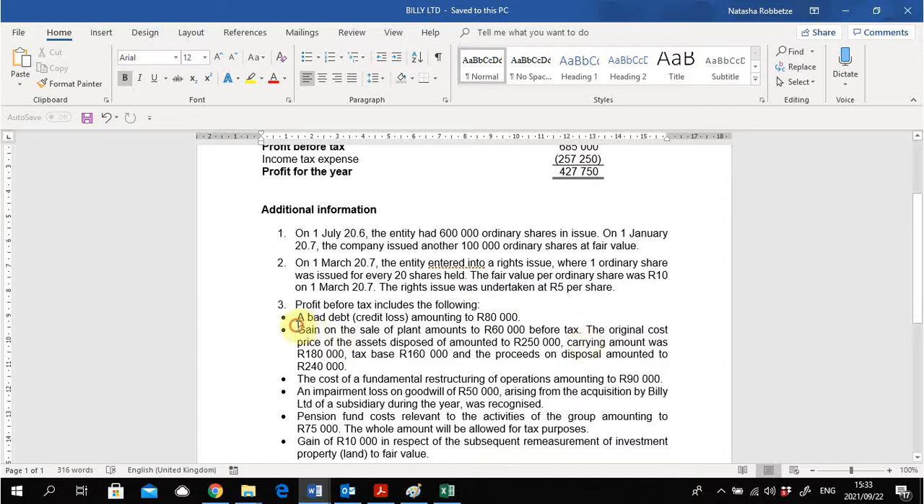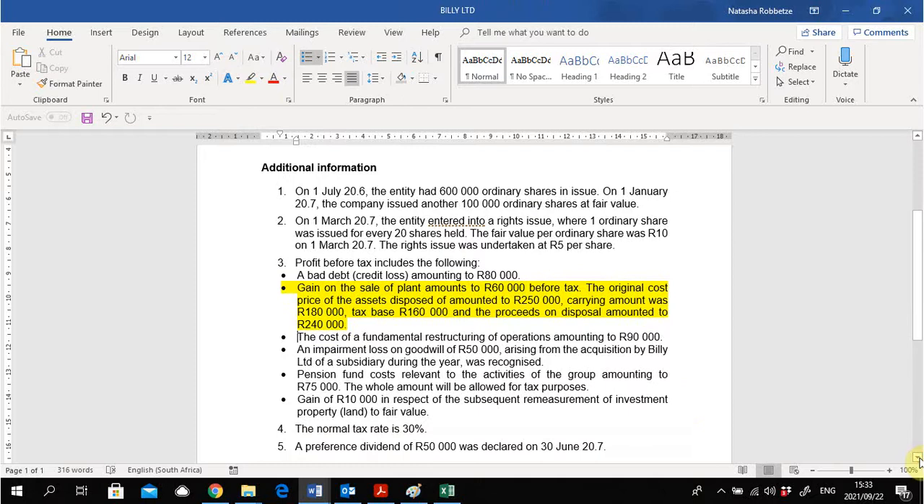So the amounts that we should pay attention to for headline earnings per share, I am just going to highlight. Those that we should not pay attention to, I will not highlight. Then we have cost of restructuring operations. This is not one of the items that need to be excluded, so I'm going to ignore it. Then I have an impairment loss on Goodwill. That is indeed an amount that needs to be excluded, and it's worth 50,000, so I'm going to highlight it. We have pension fund costs relating to the activities of the group. This is not an amount that needs to be excluded, so I'm going to ignore it. And then lastly, we have gain on the remeasurement of investment property. So this is a fair value adjustment gain. And of course, this is one of the items that need to be removed.